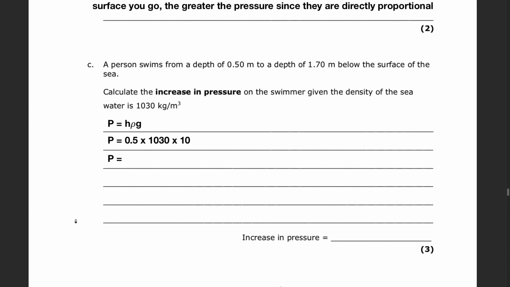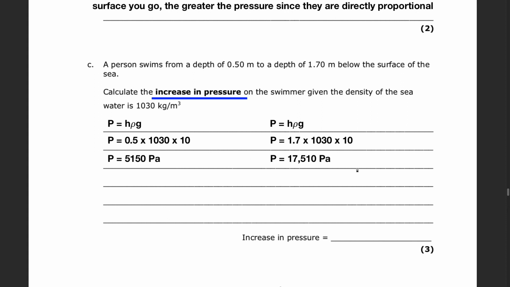So 0.5 times 1030 times 10, that will give us 5150 pascals. Now, we have to work out the pressure at 1.7, and we will do that by once again starting from the equation, plugging in the values. This time instead of 0.5 we will have 1.7, so 1.7 times 1030 times 10, which will give us 17,510 pascals.